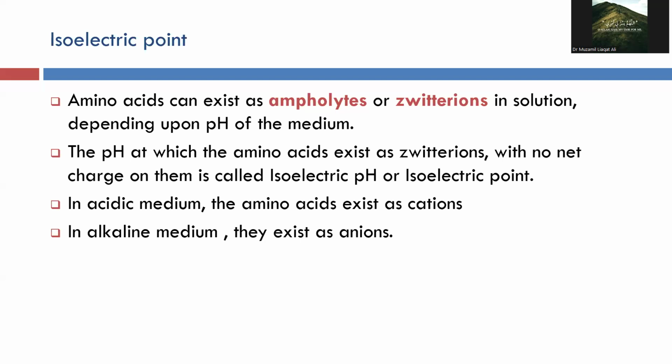Isoelectric point. Let's start with the definition. Amino acids are ampholytes, a fancy word meaning that they can act as both acids and bases. In solution, they exist as zwitterions, from a German word Zwitter that means hybrid. A zwitterion has both a positive and a negative charge on the same molecule, but the net charge is zero. The isoelectric point, the pI, is the specific pH at which the amino acid has no net charge.